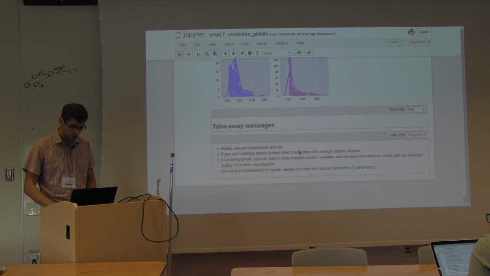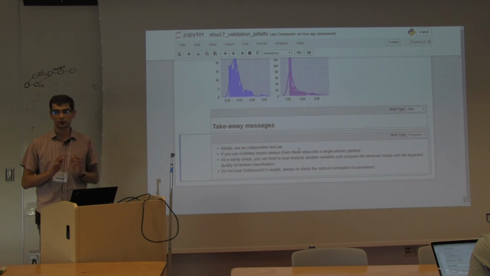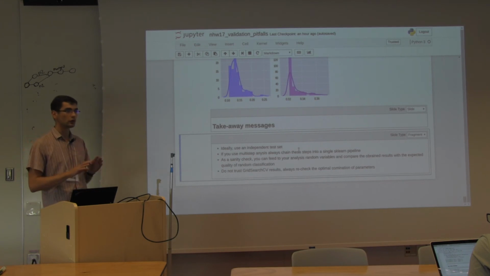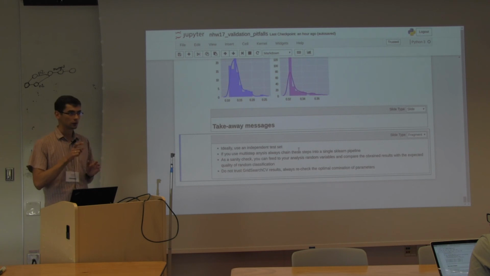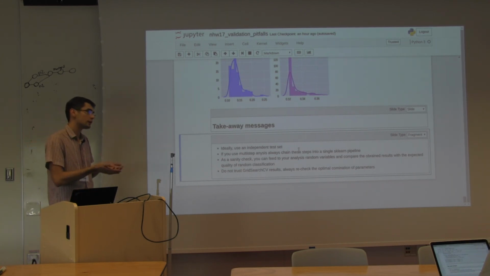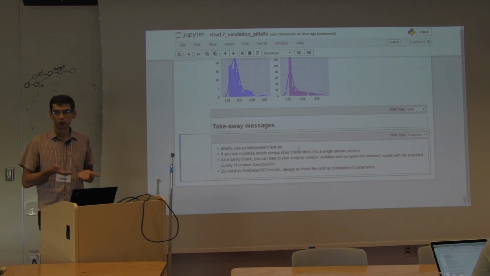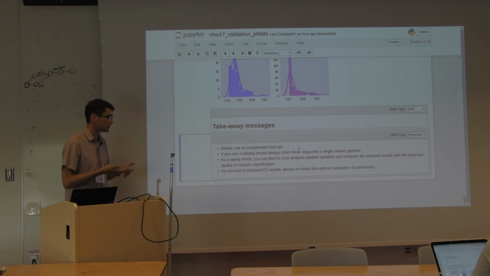So these are some conclusions. An ideal situation, if you have an independent test set, is that you do all your machine learning in any way you want, and then test your final model on the independent test set. But it's clear that in neuroimaging we have too small data sets, so we have to do some kind of cross-validation to use all the data in our pipelines.